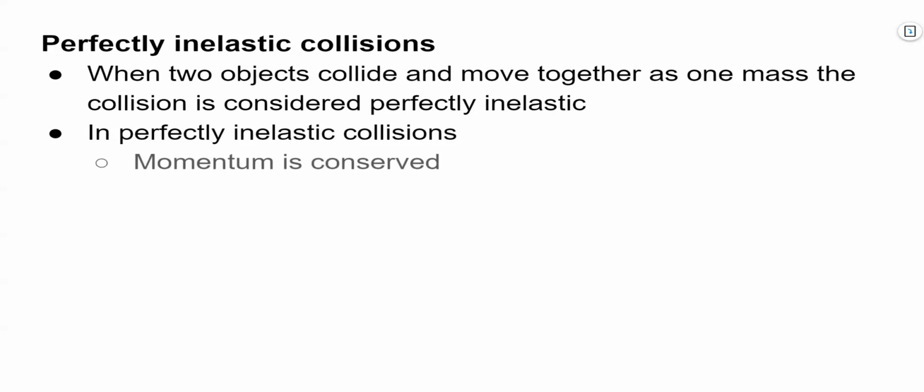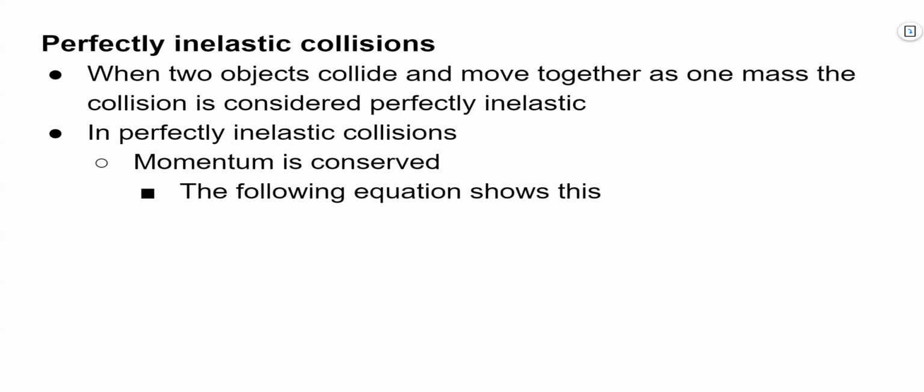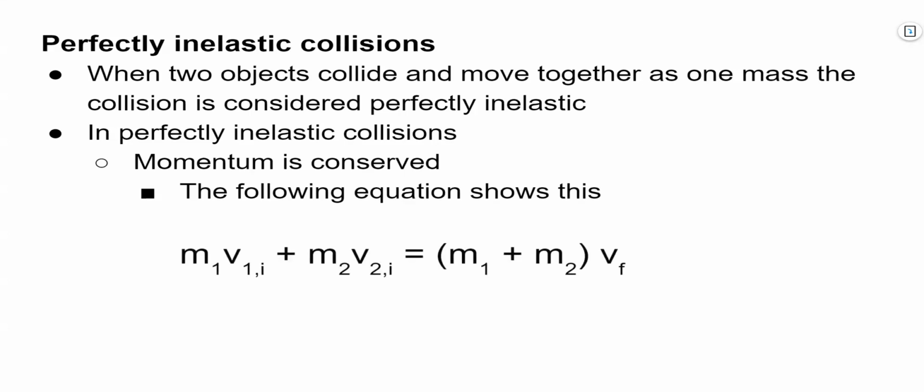In perfectly inelastic collisions, momentum is conserved, and the following equation shows this. This is just a slight rewriting of our original conservation of momentum equation. You'll notice that the left-hand side looks identical to our conservation of momentum equation. The only difference is on the right-hand side, because they are moving as one unit, we're going to combine their masses and they will only have one final velocity because they are now essentially one object. So it's just a rewriting of our original equation.